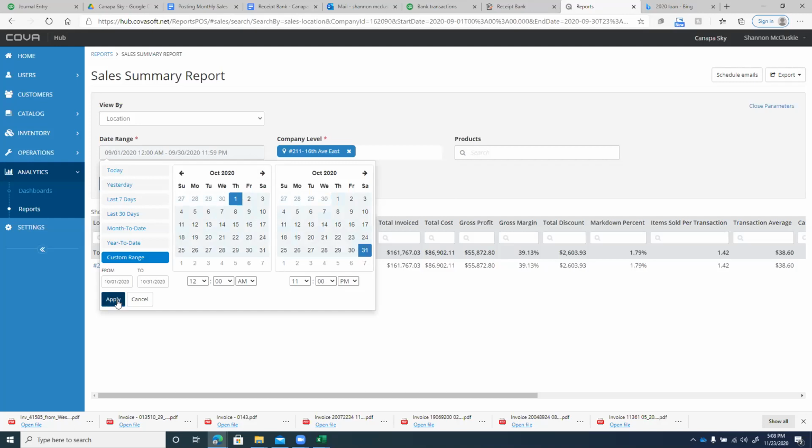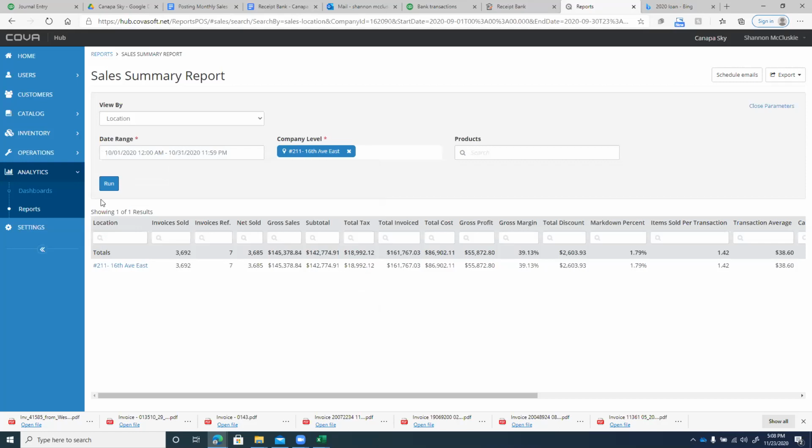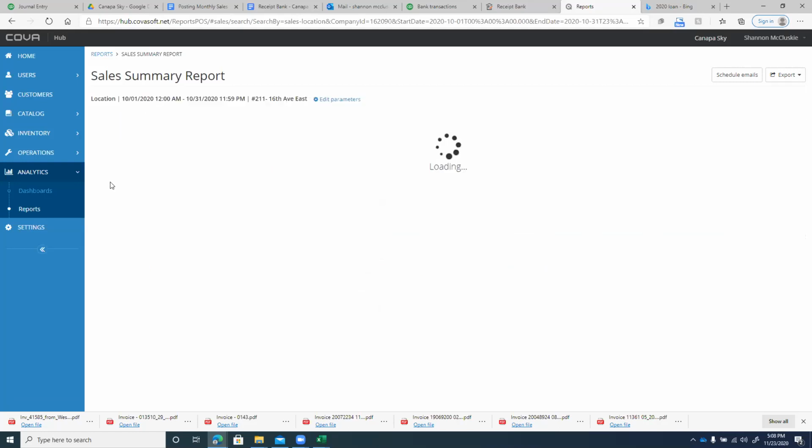So now I've run the information from October 1st to October 31st. I'm just going to edit the parameters. You need to make sure you hit run again. Takes a second.